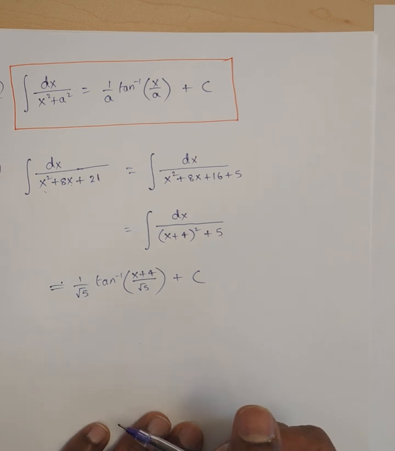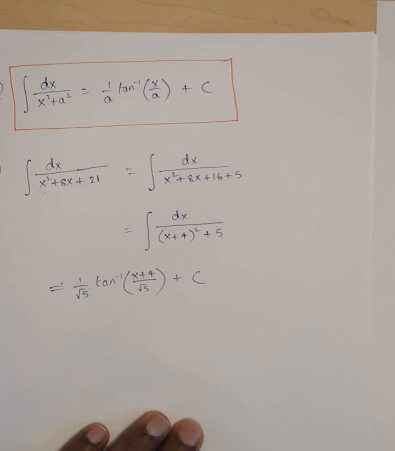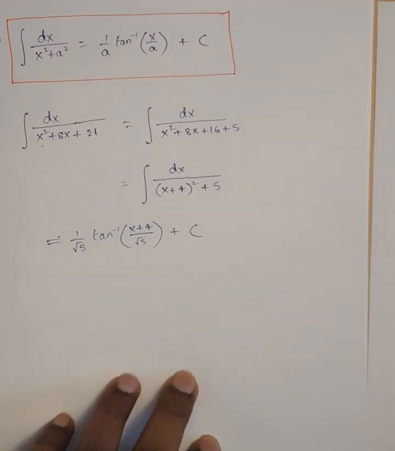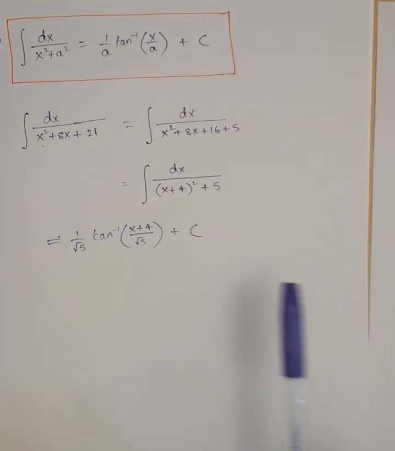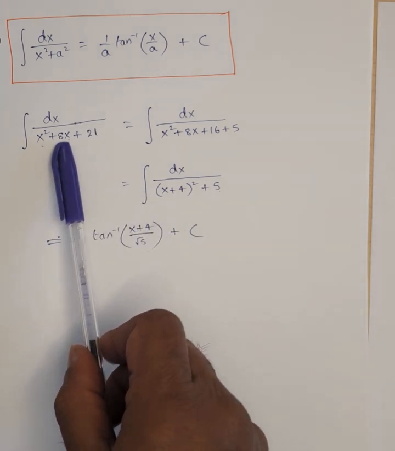Now sometimes finding the number that completes the square might be a little bit tricky. In that case, you may have to do a little more work. Here I chose a nice number.